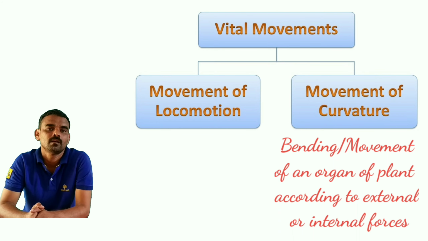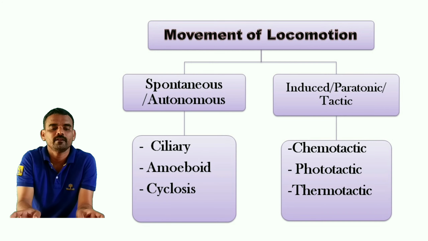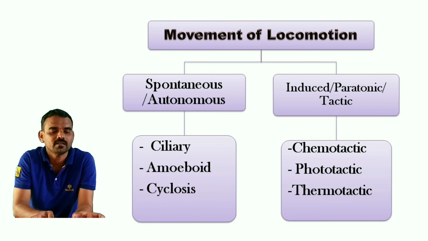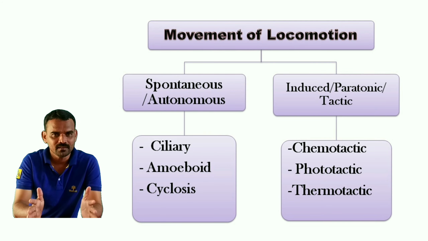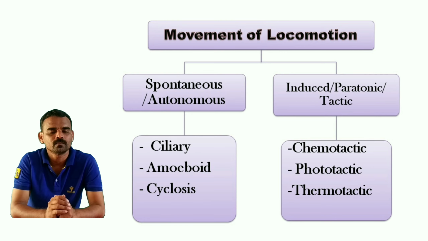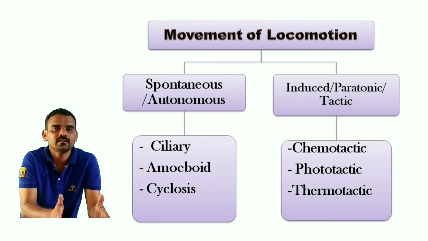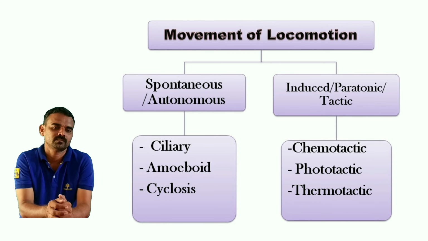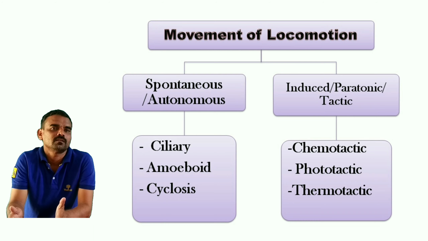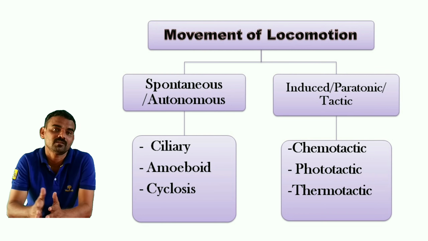Now we will see one by one. That is movement of locomotion. Movement of locomotion is further divided into two categories: spontaneous movement of locomotion and induced movement of locomotion. Again, what is the difference between these two? In case of spontaneous locomotion, there is an internal stimulus, while in case of induced movement of locomotion, there is an external stimulus.